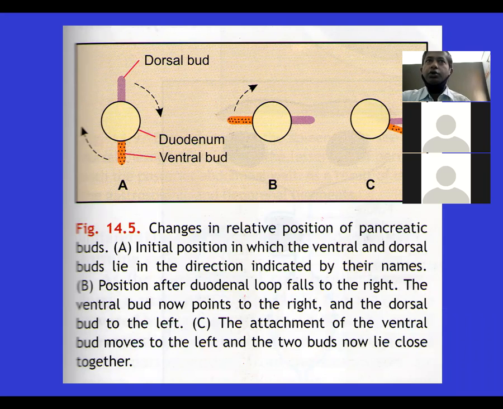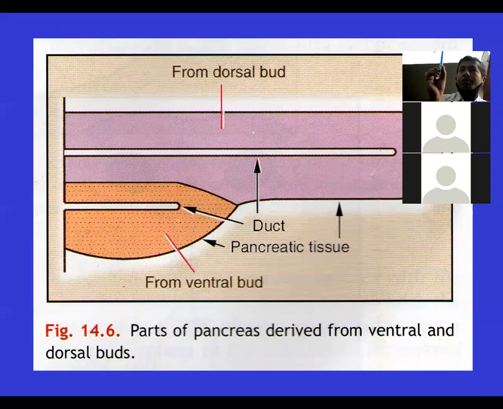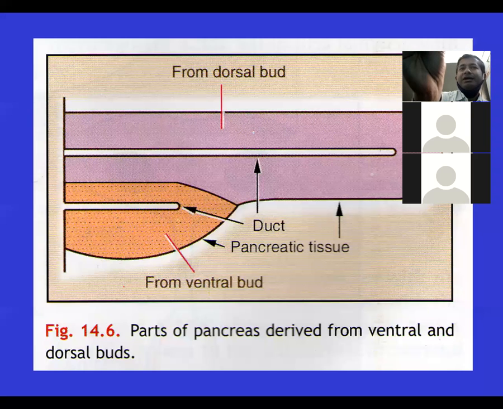Good. So you can see here the fully developed pancreas. The major part of the pancreas develops from the dorsal pancreatic bud, whereas the smaller part of the head and the uncinate process develops from the ventral pancreatic bud. Are you getting the point? Remember this from this diagram.